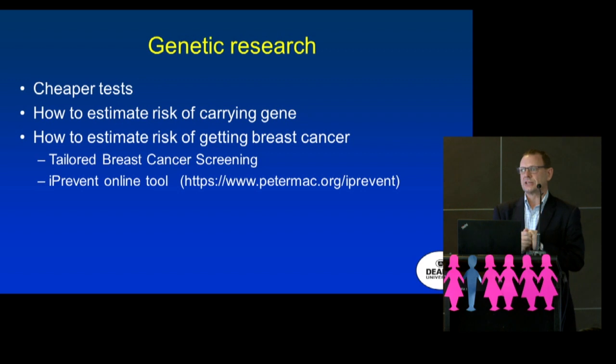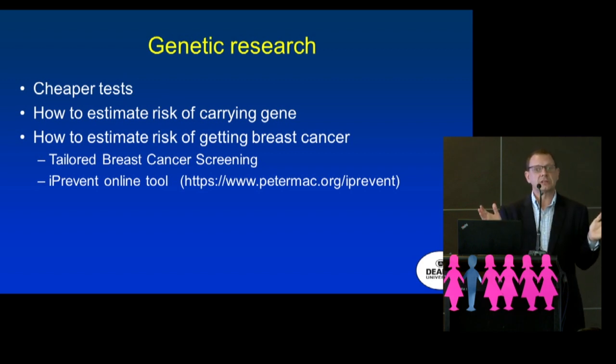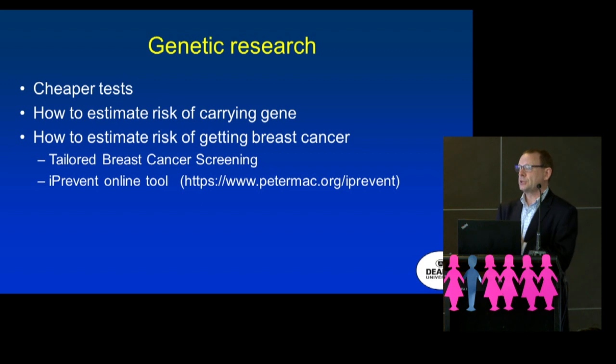How we estimate your chance of carrying a gene gets better, and how we estimate the chance of getting breast cancer is better. So the ideal would be in the future that instead of treating the whole population as one risk, say all women are at increased risk of breast cancer, if we take the whole population, the risk for a woman is 1 in 8 in her lifetime.